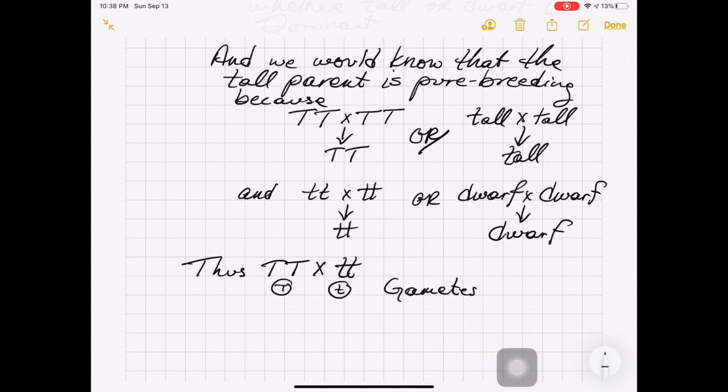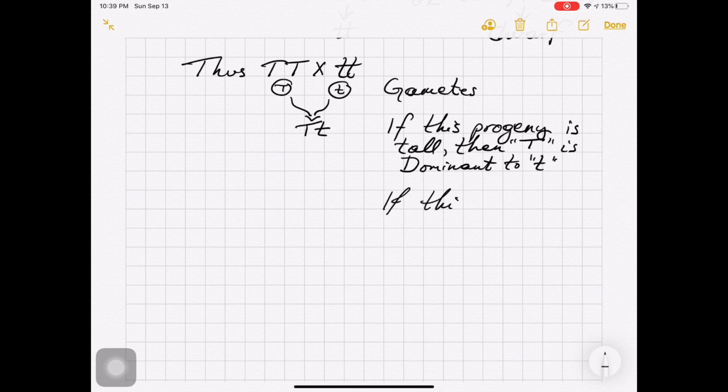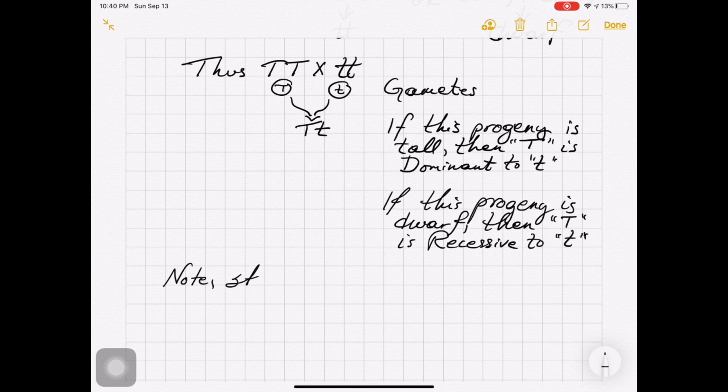So when we cross a tall by dwarf, where we get the big T gamete and a little t gamete, and we end up with this hybrid, if the progeny is tall, then the capital T is dominant to the little t allele. If the progeny is dwarf, then the capital T allele is recessive to the little t.